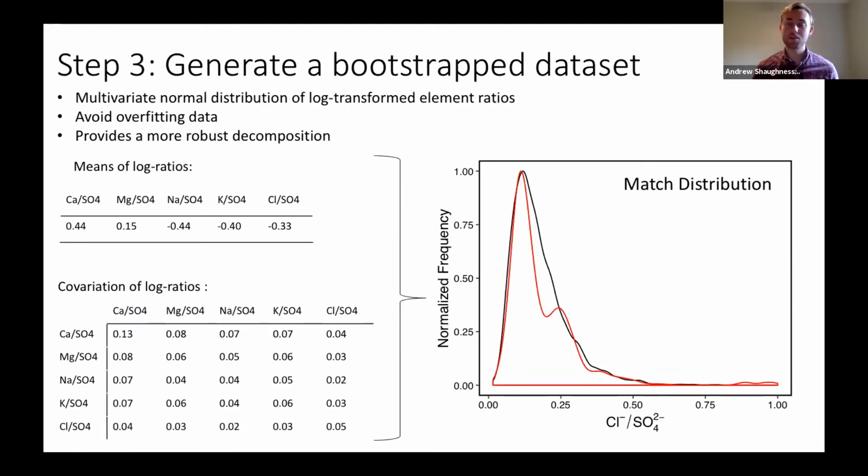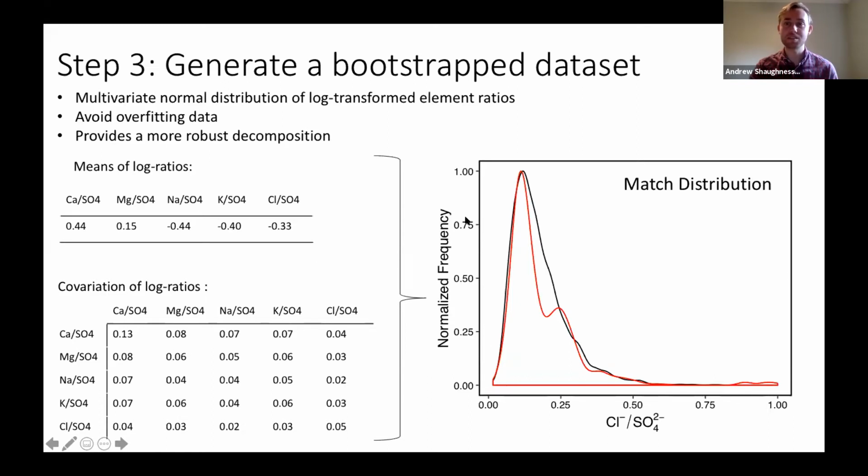So the next step is we're going to generate a bootstrap data set. That's a fancy data analytics term for we're going to fit a distribution to the data set and then increase the data volume for a more robust decomposition. The way we're going to do this is we're going to use a multivariate normal distribution of log transformed element ratios. Again, that's a mouthful. What we're going to do is take the data set and match the bootstrap data set to the mean of the log transformed element ratios and the covariance matrix between them.